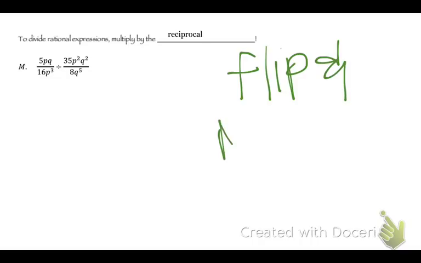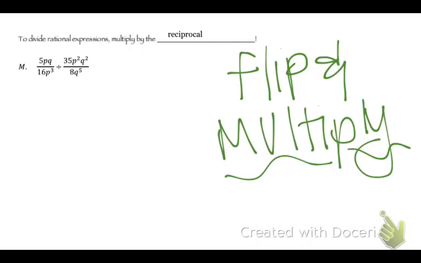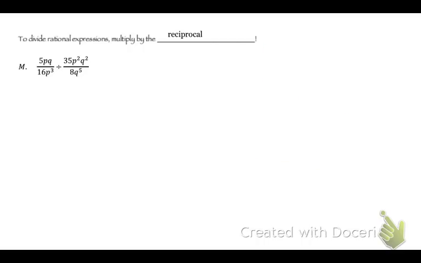Okay, to divide a rational expression, you multiply by the reciprocal. Kind of like when you divide fractions, you have to flip and multiply. That's what we're talking about here. We have to flip, maybe write this down, flip and multiply. So we have 5pq over 16p cubed divided by 35p squared q squared over 8q to the 5th. We're going to flip that.